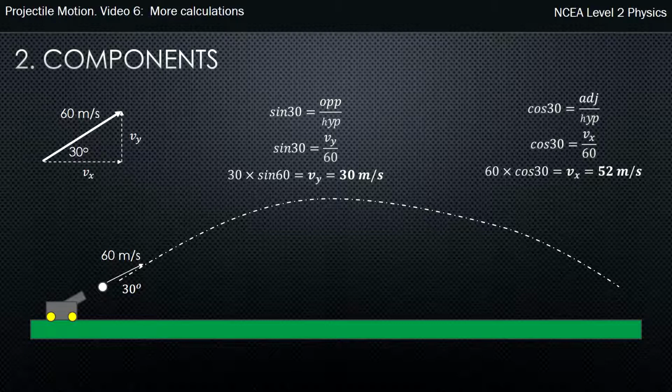So those don't add up to 60. Some people think they should. In a triangle, obviously, if I went 30 squared plus 52 squared, I should get 60 squared, not just 30 plus 52 equals 60. Alright, so now I've got some initial speeds. I can set my table up.